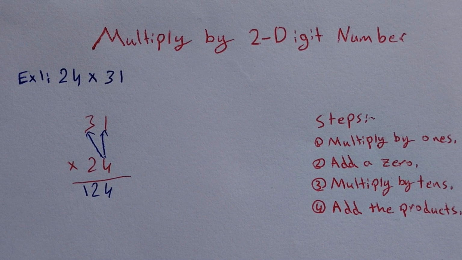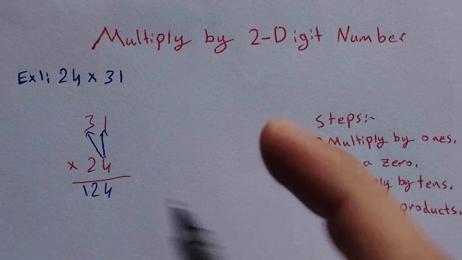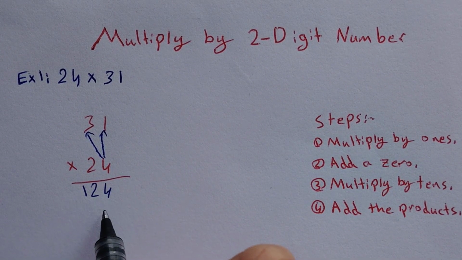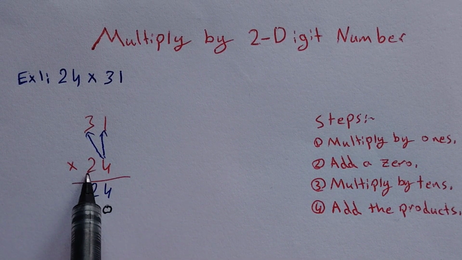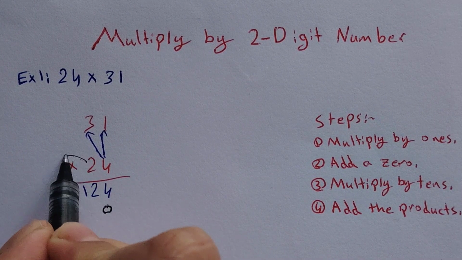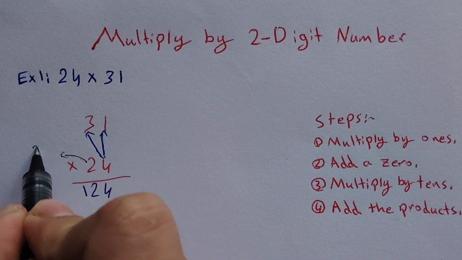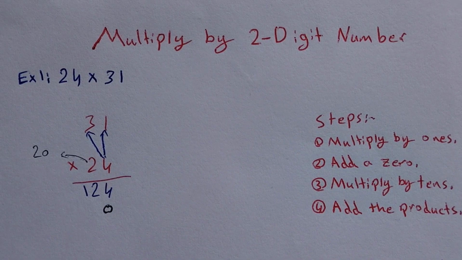Then, second step, we have to add a 0. Why do we add a 0? We go to the next line and add a 0 in the ones place. Because the value of the 2 that we are multiplying now is 20. Since 20 has a 0 at the end, we will add a 0 for multiplying the tens, and now we will multiply by tens.